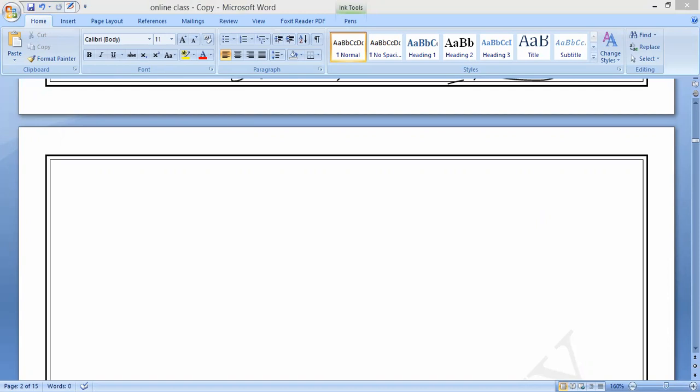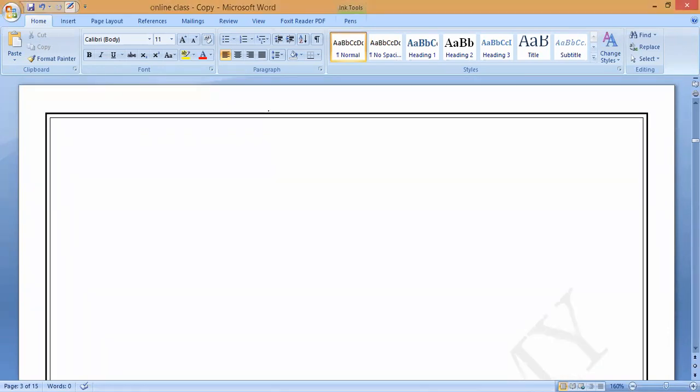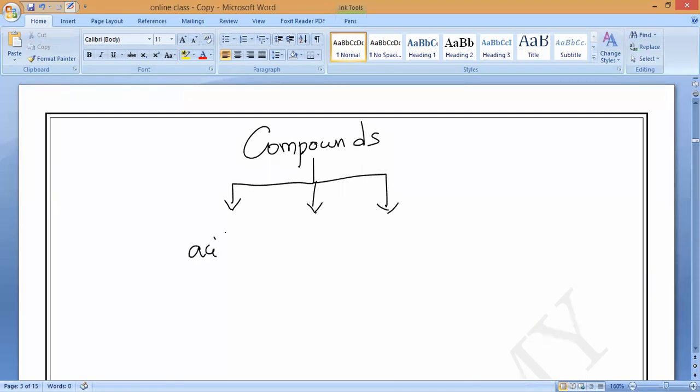These are all the compounds, whatever examples I said now, all these things we are classifying into three categories. In Class 10, the second chapter, we will study acids, bases, and salts. So all these compounds, based upon their properties, are classified into three categories: acids, bases, and salts.